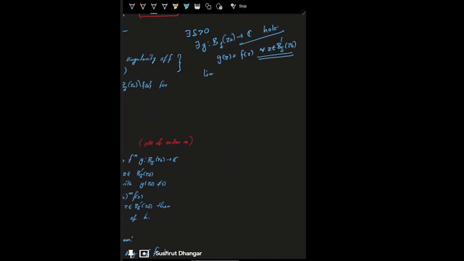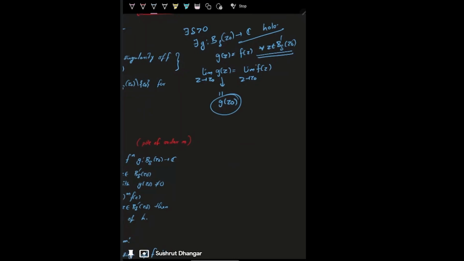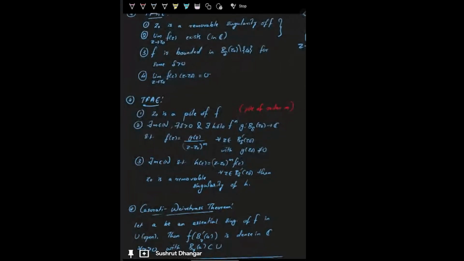Now if I take the limit on both sides, this is actually equal to the limit as z goes to z0 of f(z). Now since g is holomorphic, hence continuous as well, so this limit has to be some value g(z0), the functional value of g at z0, and hence this value exists, and hence in turn we say that the limit is existing.